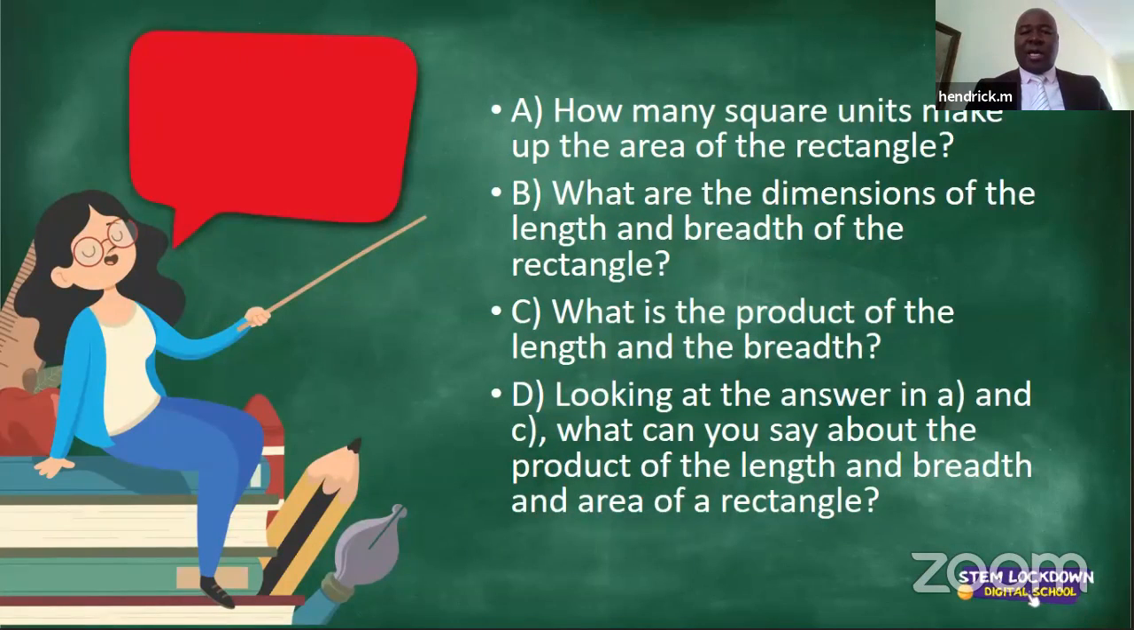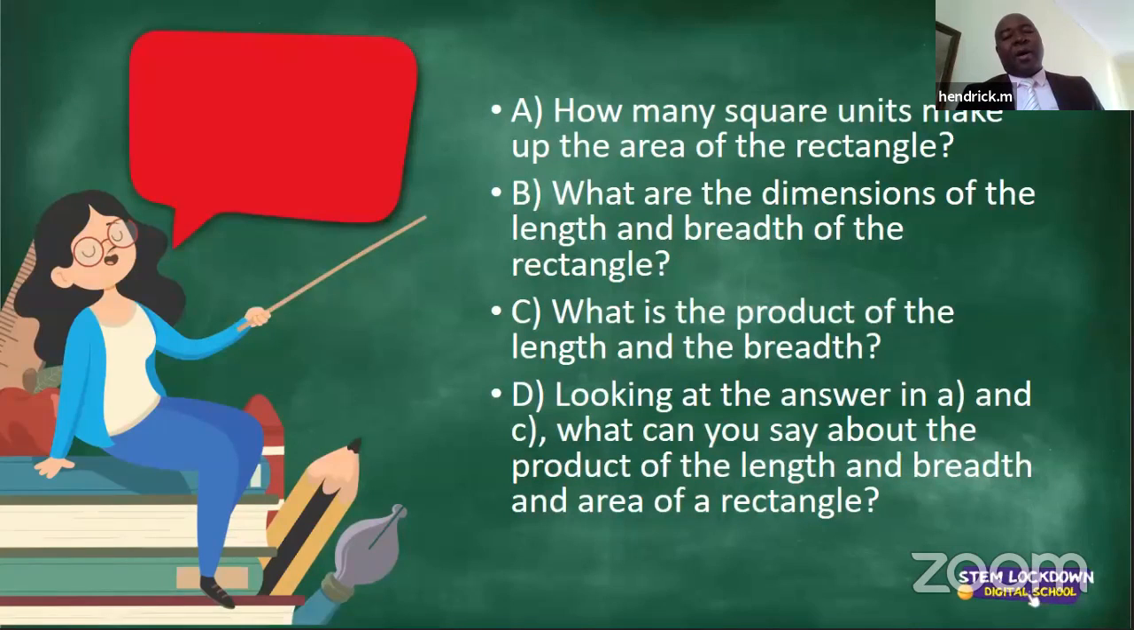So if this is centimeters, then it will be 6 centimeters multiplied by 4 centimeters, and that will give you 24 square centimeters. Now, looking at the answer that you got in A, what can you say about the product of the length and breadth and the area of a rectangle? What can you tell us?